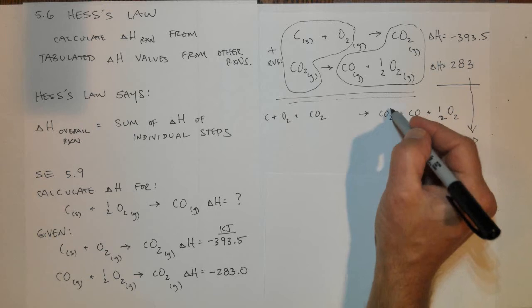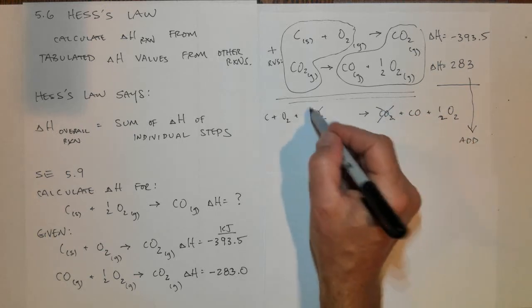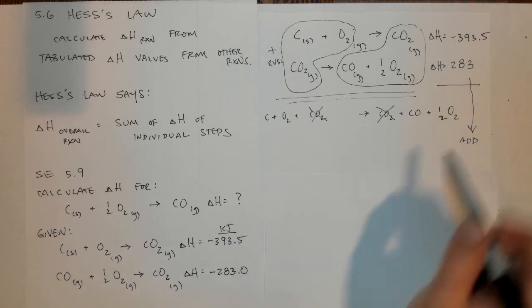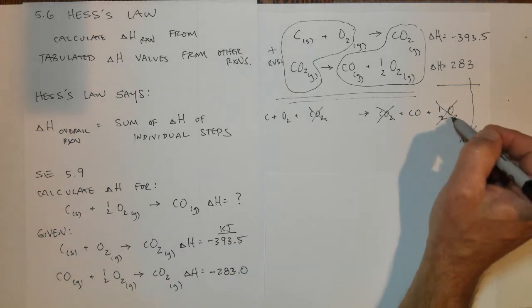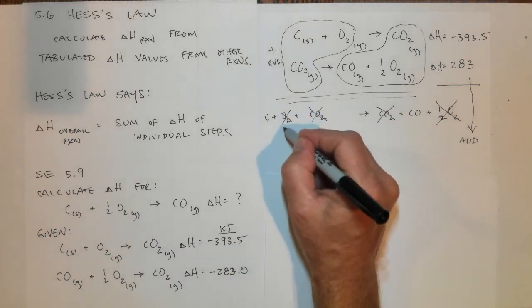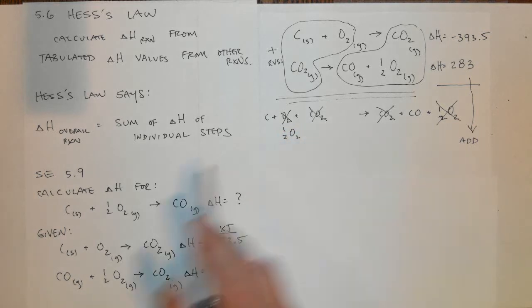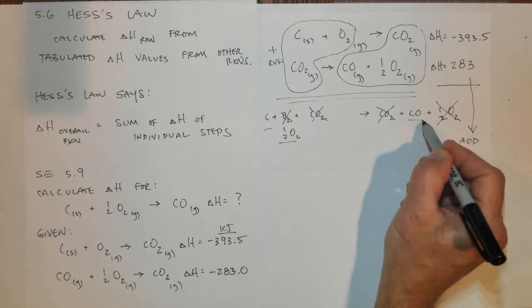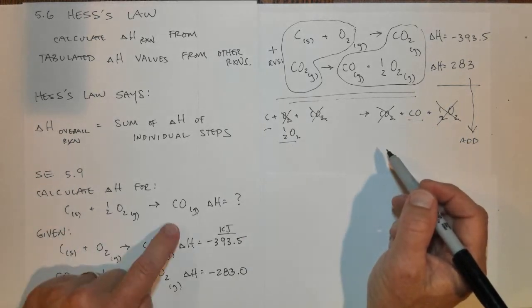You'll notice that some things cancel. There's a carbon dioxide on this side and on this side. That helps because there's no carbon dioxide in my goal reaction. There's a 1/2 O2 right here that cancels, and that means I'm going to have 1/2 O2 on this side, which is what I also want in my goal reaction. And then you'll notice what's left over is exactly what my goal reaction is here.